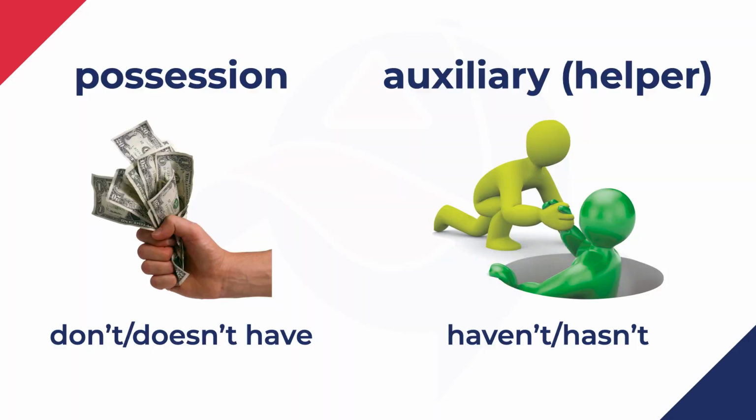I'm trying not to use too many technical or grammatical terms to confuse you, because at the end of the day, it's very simple. If we're referring to possession, I have something, the negative form is always don't have or doesn't have. Now, if we're speaking in the present perfect tense, for example, and have is the auxiliary verb, then we can say haven't or hasn't, and we would never say don't have or doesn't have in that case.